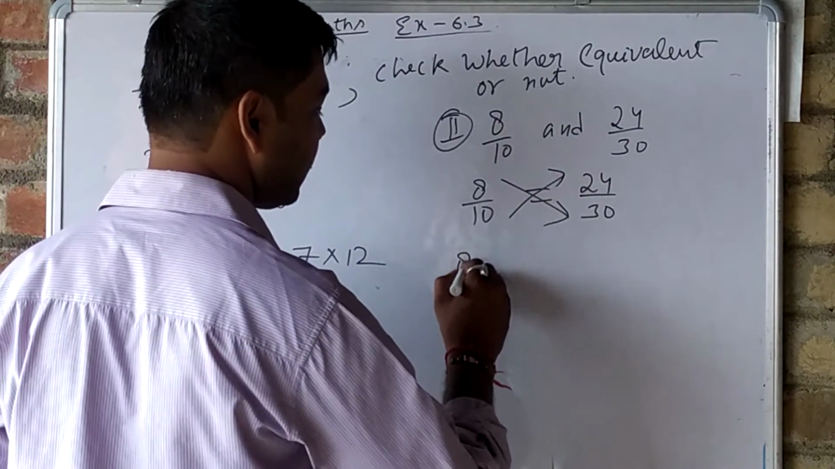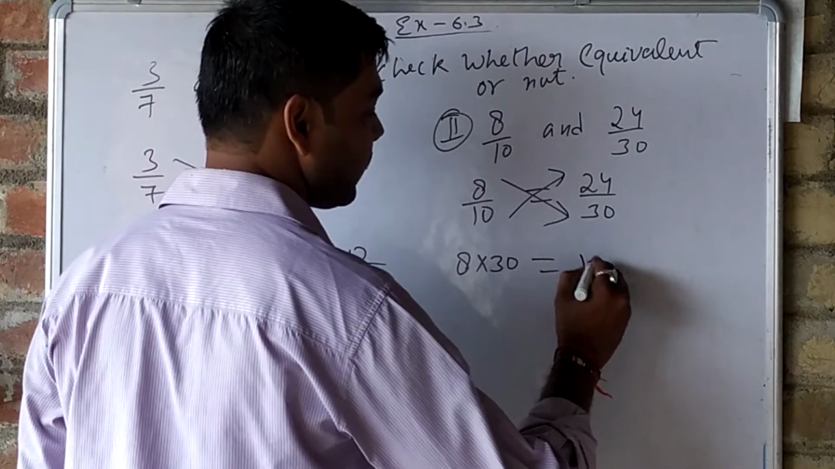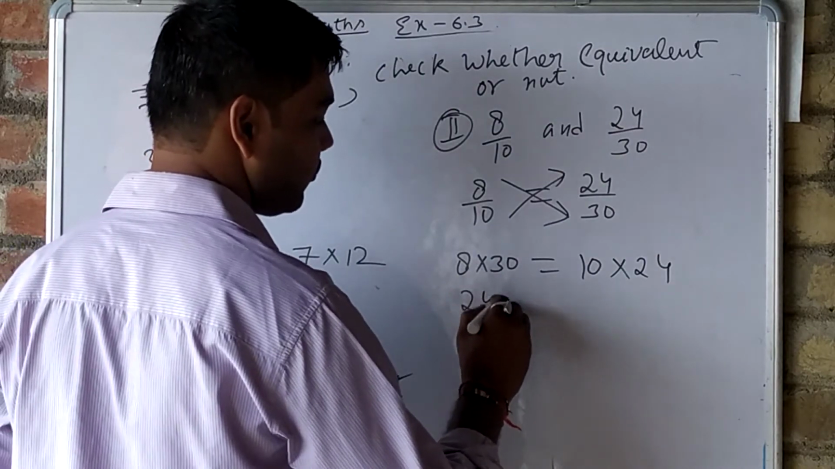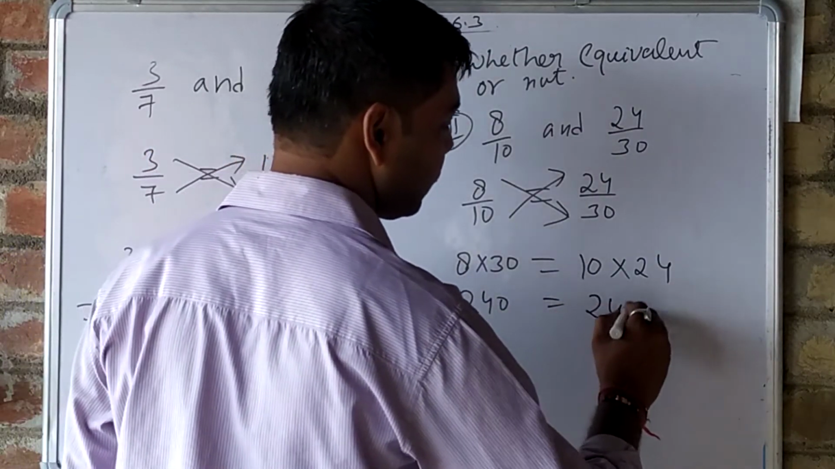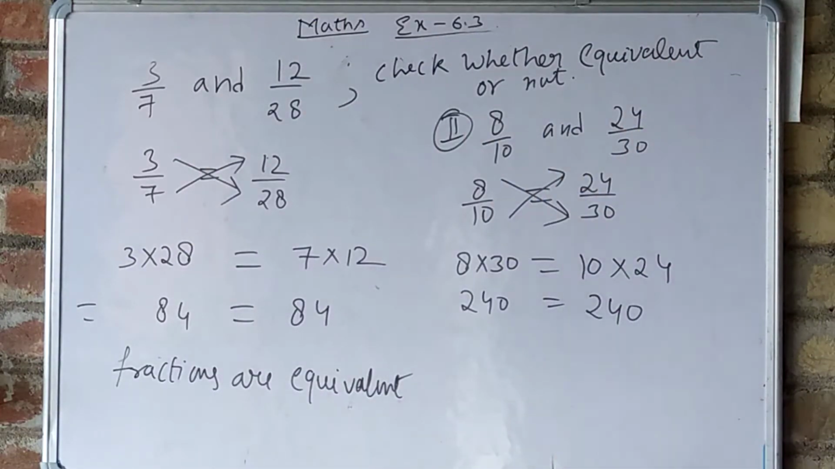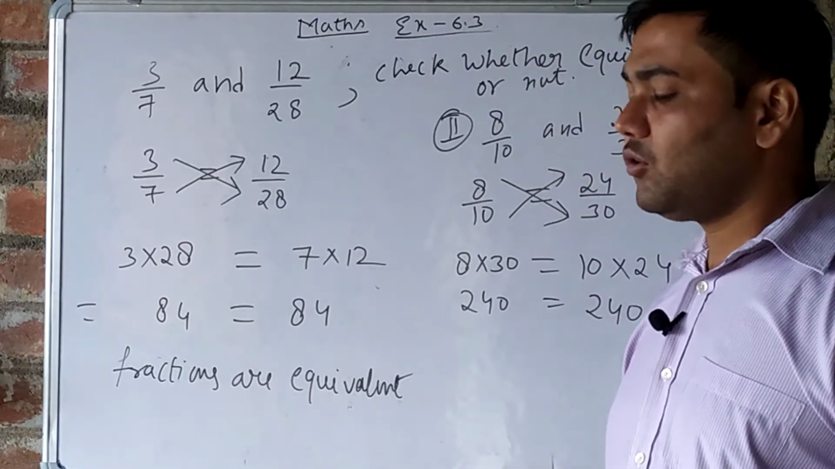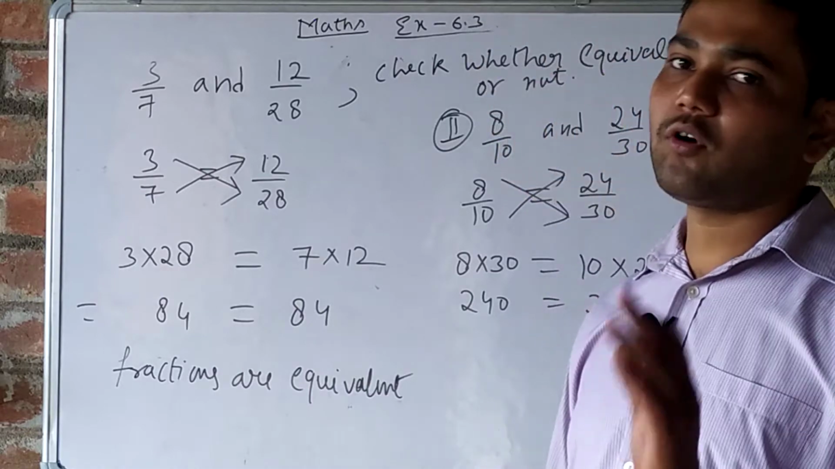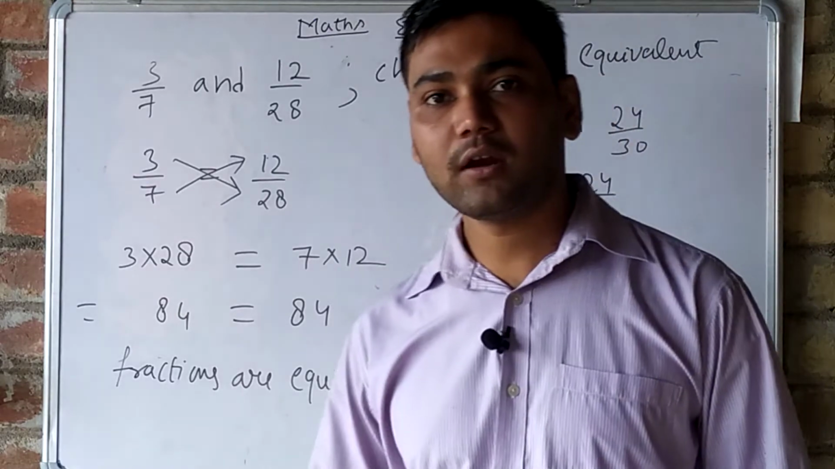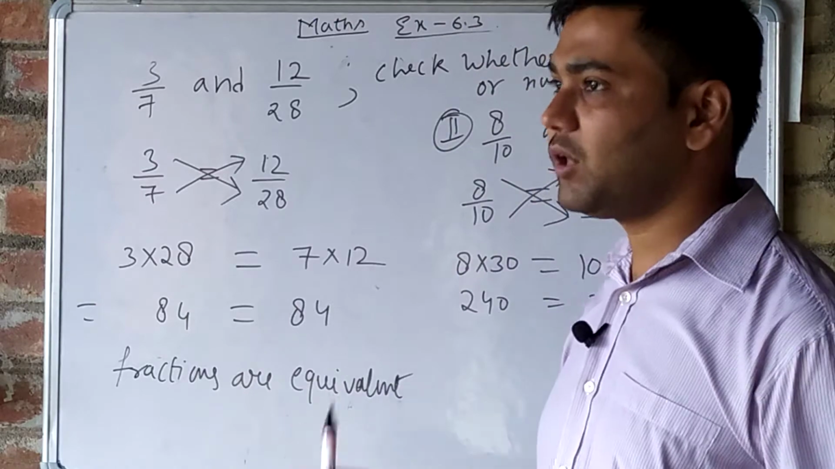Then 8 into 30: the numerator of the first will be multiplied with the denominator of the second. Then the denominator of the first will be multiplied with the numerator of the second. 8 30s are 240, 10 into 24 is again 240. Then we will say that at last the answer is the same, that means the cases are equivalent. Understand? So this is known as cross multiplication or the cross product rule, which is very important, as I have already told that you have to use this rule very frequently in your higher classes. So make it very clear here.